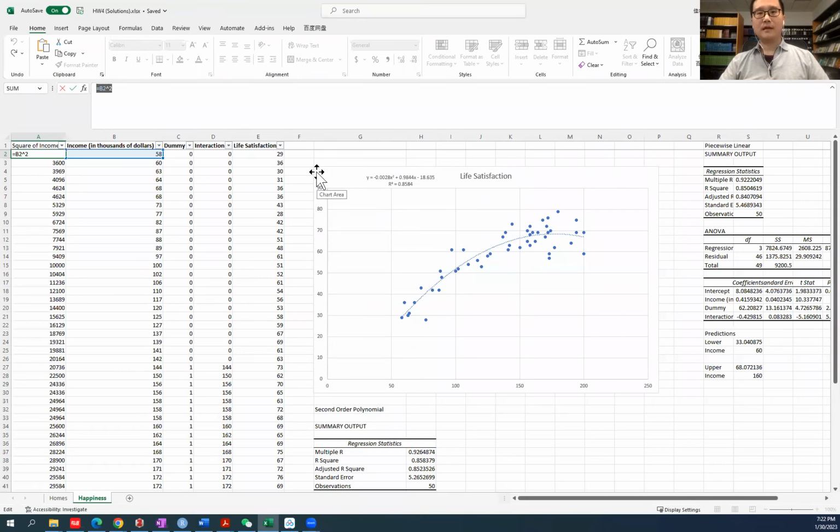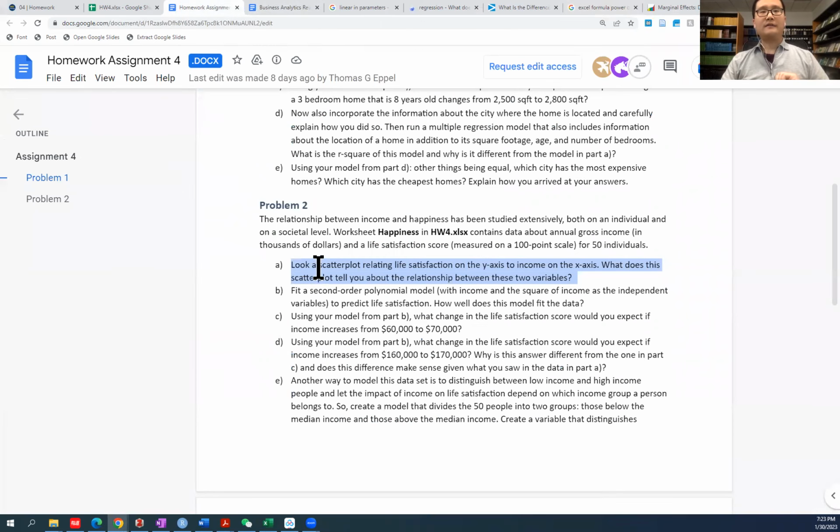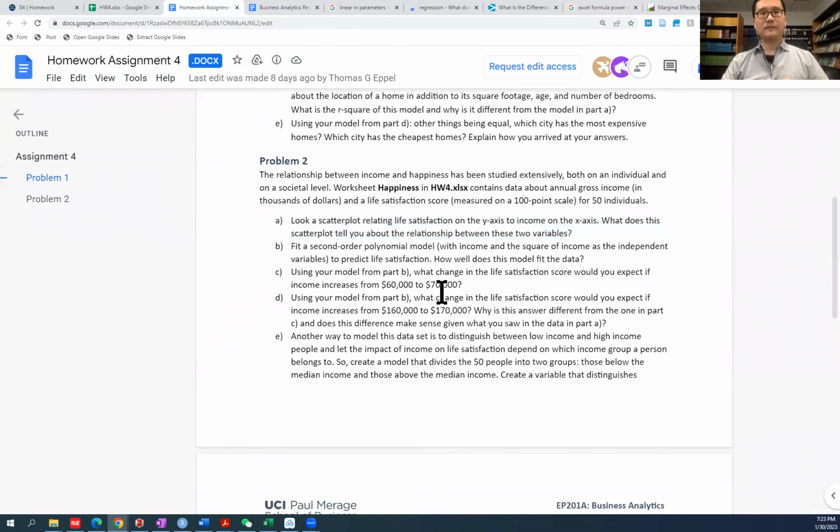So how about we move on to question 2, because the technique required to complete problem 2 is exactly the same as what we need for problem 1. Upon the 2 parts we have done so far, we have shown a scatter plot of satisfaction versus income. And we just did a second order polynomial model by using the Excel regression module to generate summary statistics.